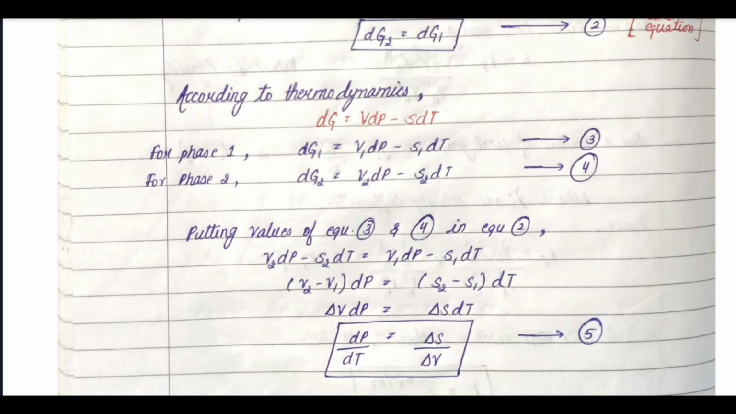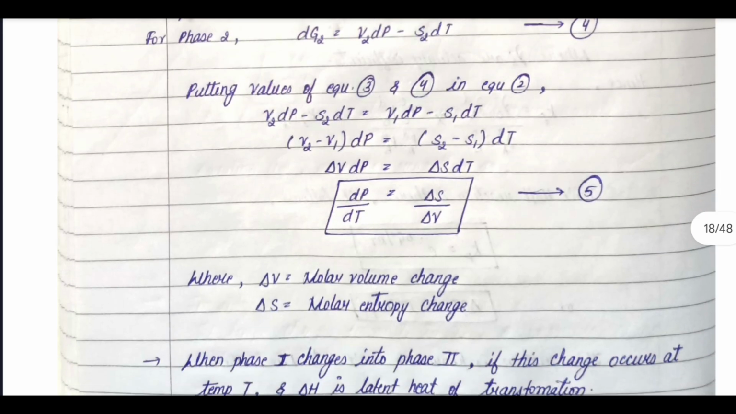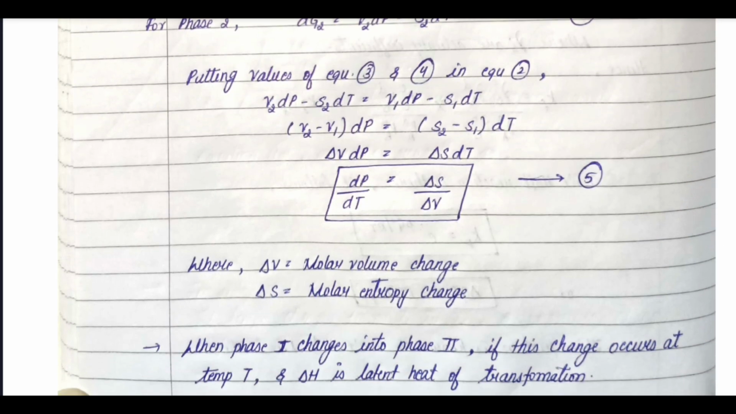According to thermodynamics, dG is equal to V dP minus S dT. For phase 1, dG1 equal to V1 dP minus S1 dT, equation 3. For phase 2, dG2 equal to V2 dP minus S2 dT, equation 4. Putting values of equations 3 and 4 in equation 2, V2 dP minus S2 dT equal to V1 dP minus S1 dT. (V2 minus V1) dP equal to (S2 minus S1) dT. So delta V dP equal to delta S dT. dP by dT equal to delta S by delta V, equation 5, where delta V is molar volume change and delta S is molar entropy change.